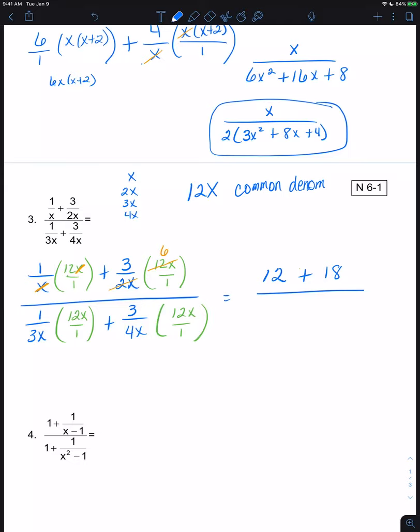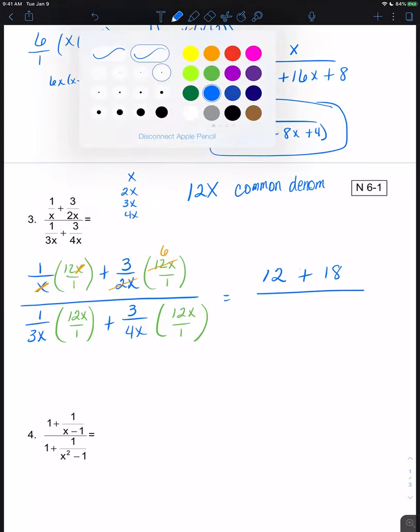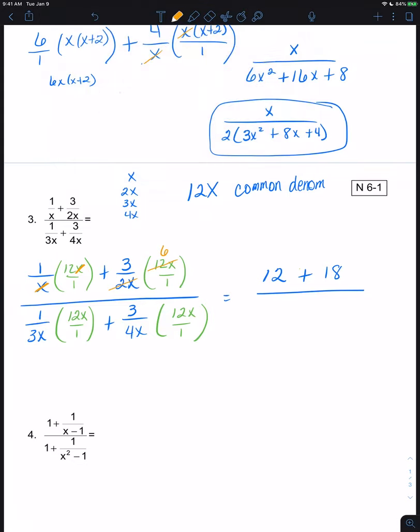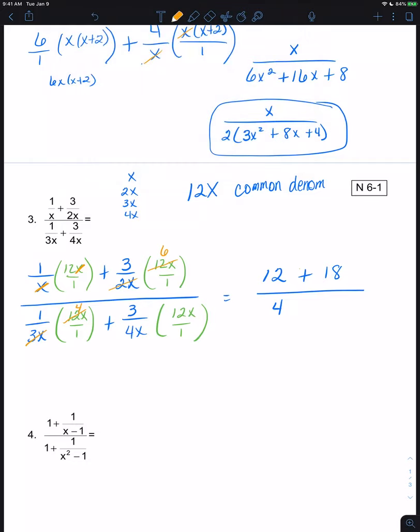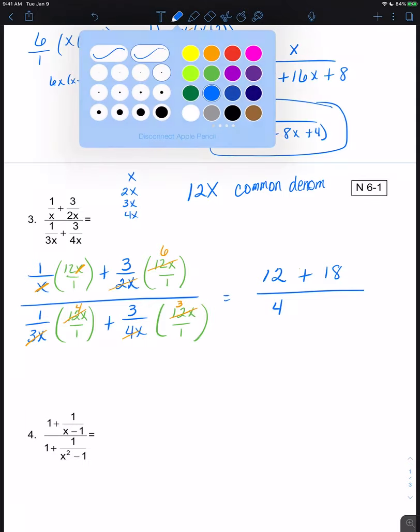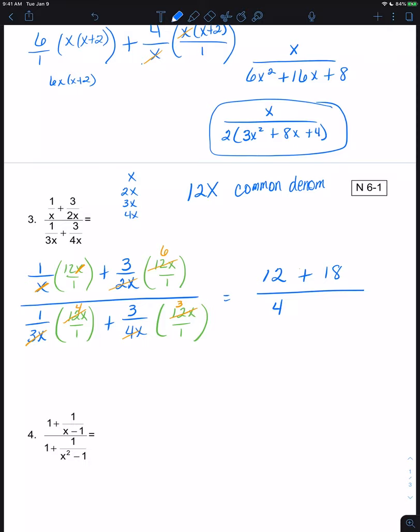So now next term, first term on the bottom, the 3x and the 12x, the 3 and the 12 reduce to a 4, and then the x's will reduce. So 1 times the 4 is just 4. And now on our last term, the 4x and the 12x will reduce to a 3. 12 divided by 4 is 3, and then the x's cancel, and 3 times 3 is 9.